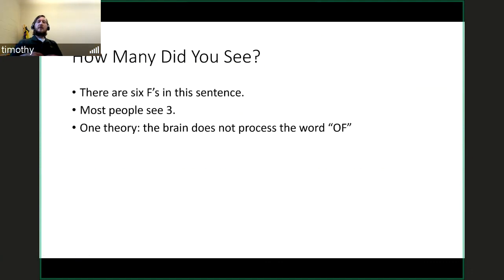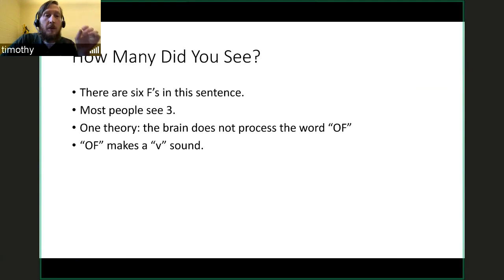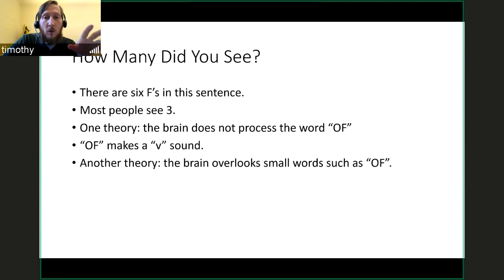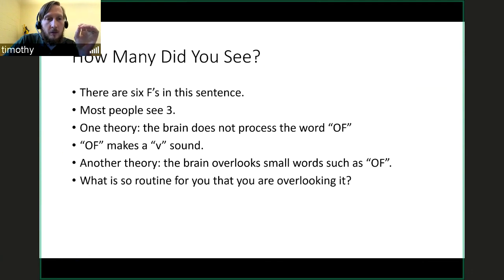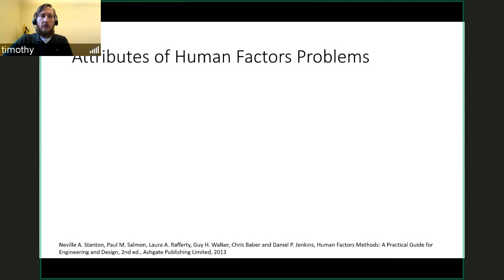One theory is that the brain does not process the word "of." "Of" makes a V sound instead of a hard F. Another theory is that the brain overlooks small words such as "of." So when you're looking at this, you're seeing something so routine, an almost supporting word in the sentence, that you completely overlook it. Your mind doesn't even stop on it as you're looking through it.